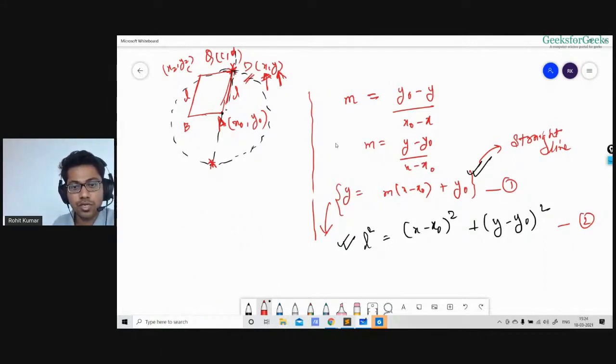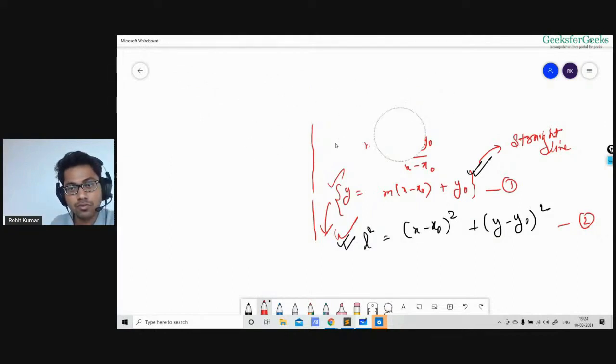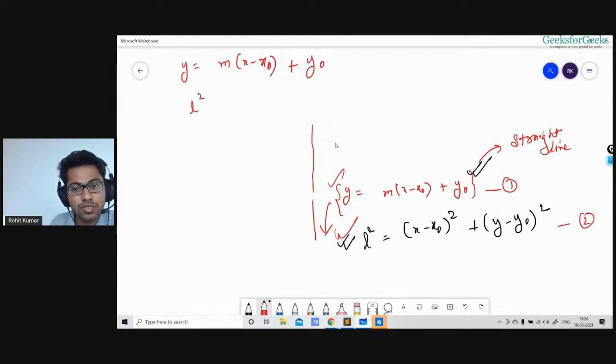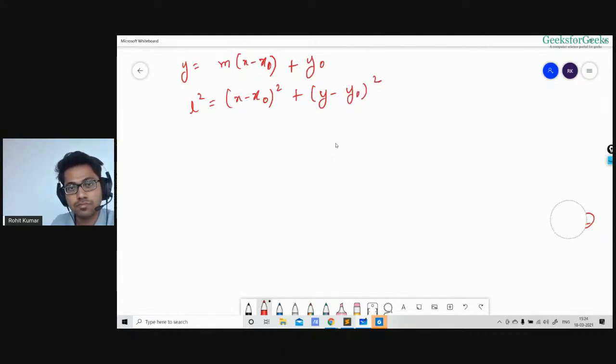Now let us get those 2 points. Let us solve these two equations. Let me erase this portion of the screen for you, and just have the two equations on the screen. The very first one is y equals m times x minus x naught plus y naught. And the next one is L square equals x minus x naught whole square plus y minus y naught whole square. All right. So this is my equation 1, this is my equation 2.